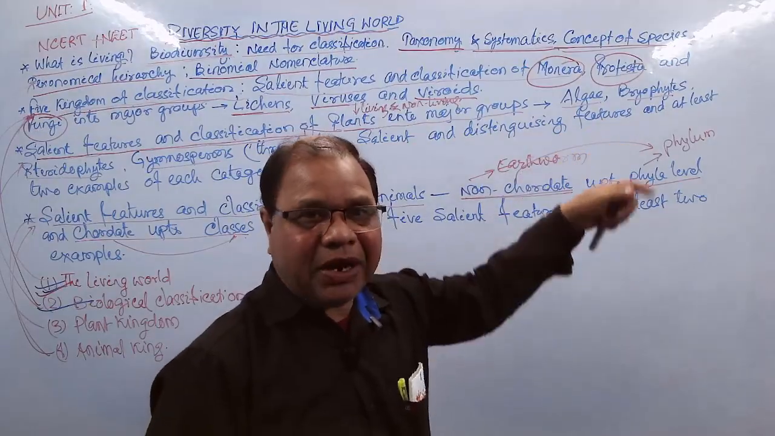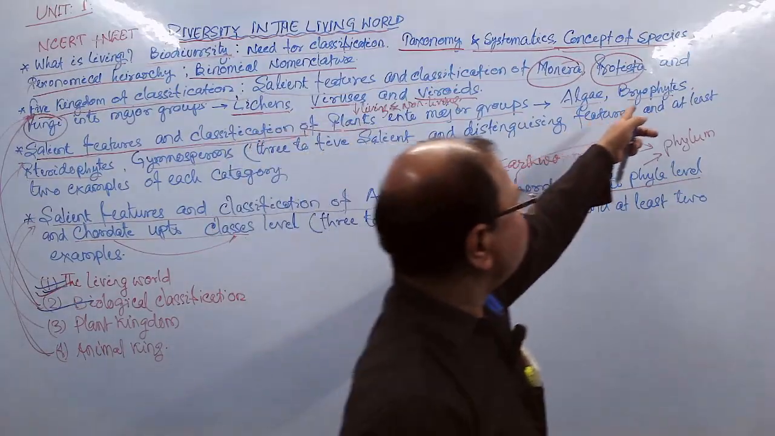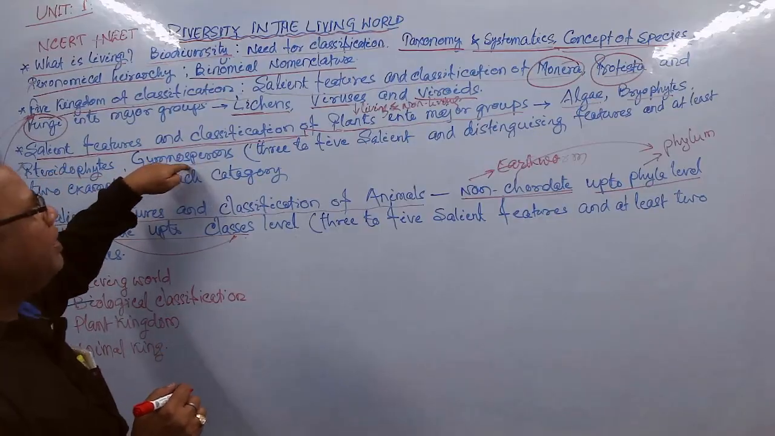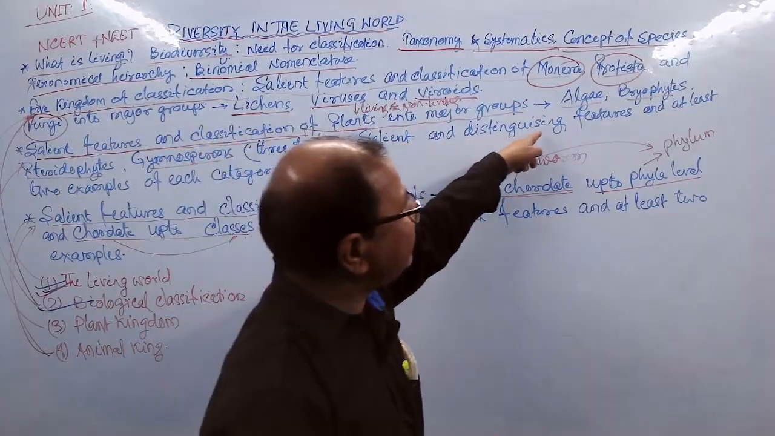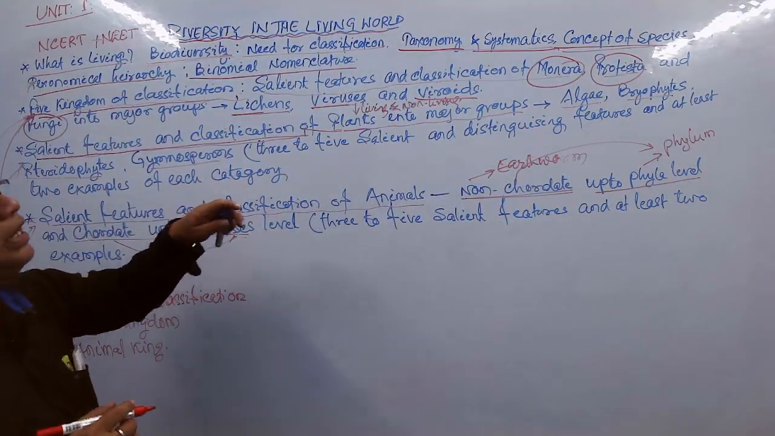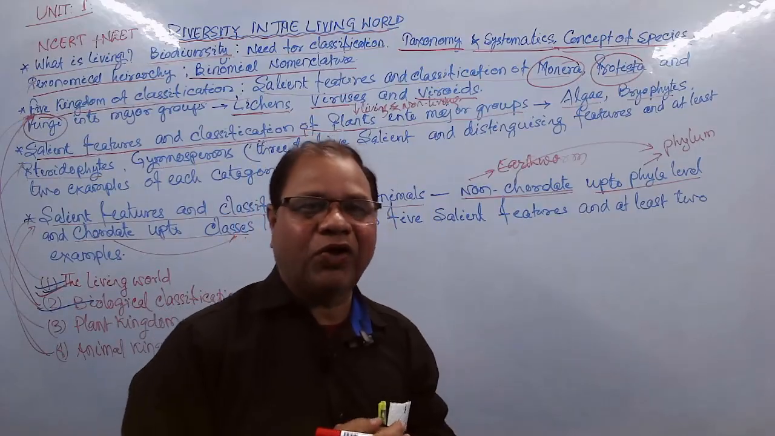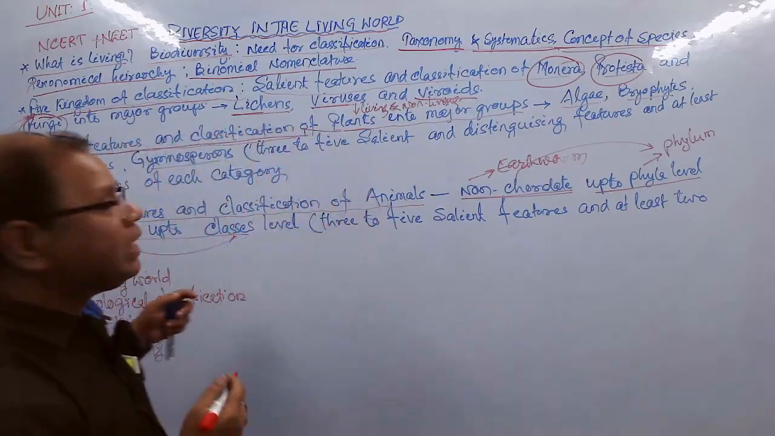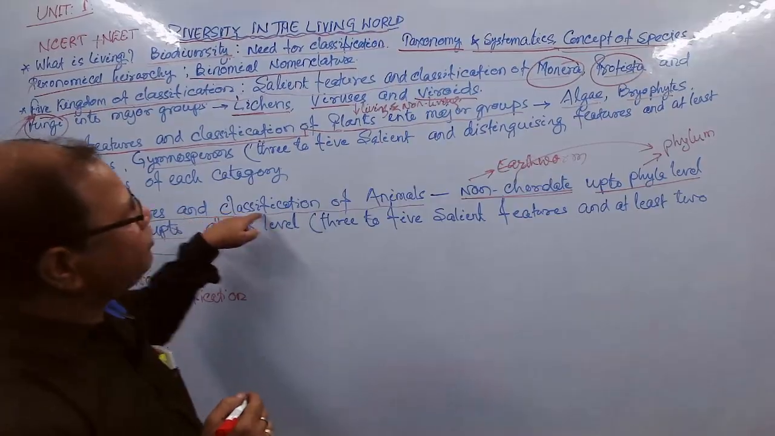Algae, bryophyte. Bryophytes reproduce with the help of their leaves. They have no fruits. Like the same systematic position, pteridophyte, gymnosperm, and we have to give 3 to 5 salient features and distinguishing features, and at least 2 examples of each category. How many categories will we divide? At least 2 to 5 salient features we have to give, and at least 2 examples we have to indicate. It's similar.